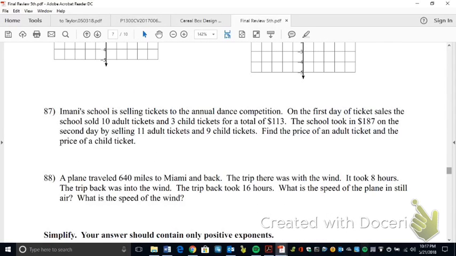Okay, so Monty's school, we're going to do 87. Word problems, everyone hates word problems. But if you think about it and just write them out as equations, they get easy, okay? So Monty's school is selling tickets to the annual dance competition. On the first day of ticket sales, they sold 10 adult tickets and 3 child tickets.